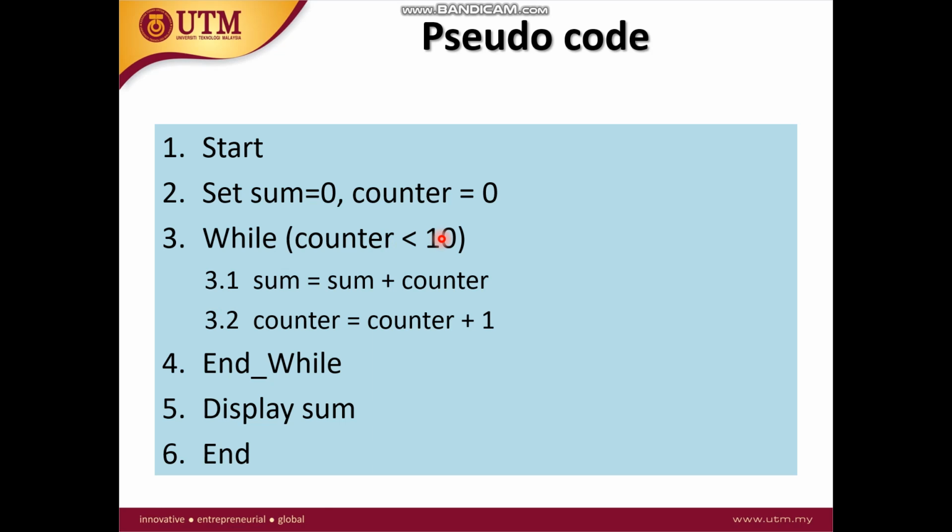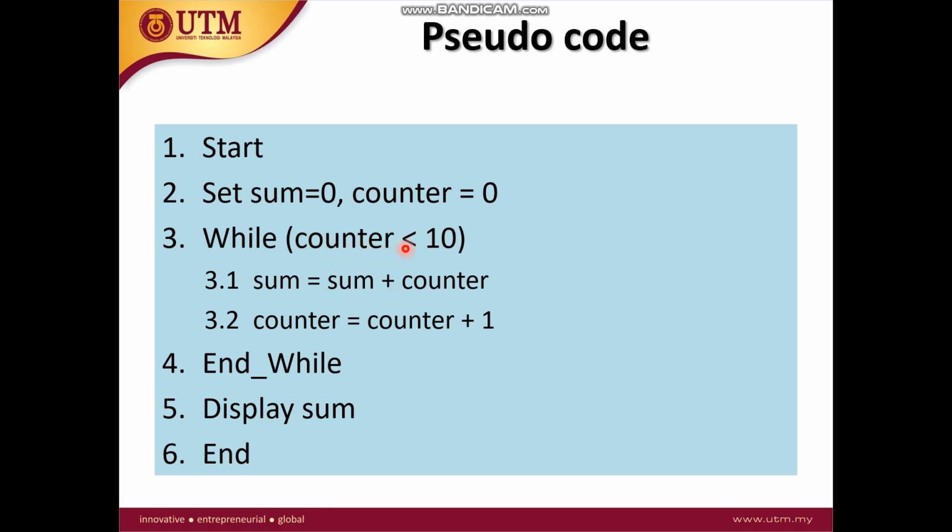So 2 is less than 10. Sum was 1 plus 2, it is going to be 3. The counter was 2 plus 1, it is going to be 3 as well. So here the loop comes back again. 3 is less than 10? Yes. And it repeats up to when it gets to 9.